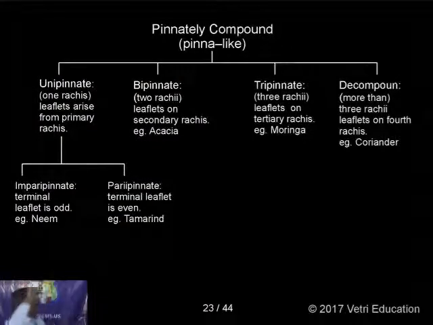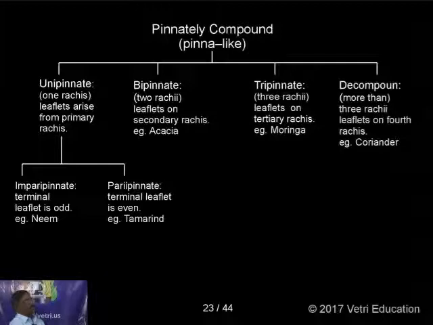The pinnately compound leaves are again classified into four types: unipinnate, bipinnate, tripinnate, decompound. Decompound, here you have D, decompound. So unipinnate, the leaflets are arranged on the primary pinna or primary petiole, on the first petiole.